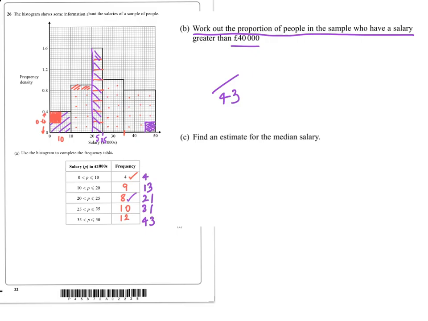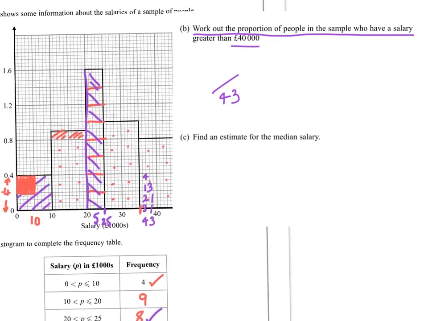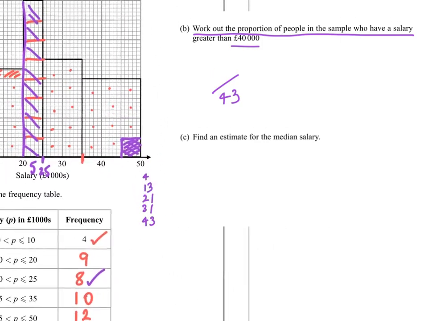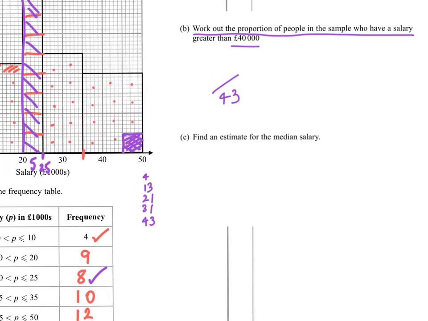And if we look at the histogram here, then when we get to the 40 mark here, this is 40,000 and above, we've got 1, 2, 3, 4, 5, 6, 7, 8. I'll just mark those there so you can see which ones I'm counting. So we have 8 out of 43 as my fraction, i.e. the proportion of the people in the sample who have a salary greater than 40,000. The next part asks us to find an estimate for the median salary.